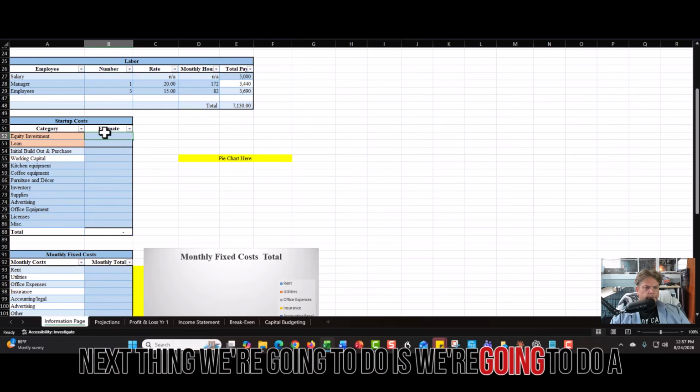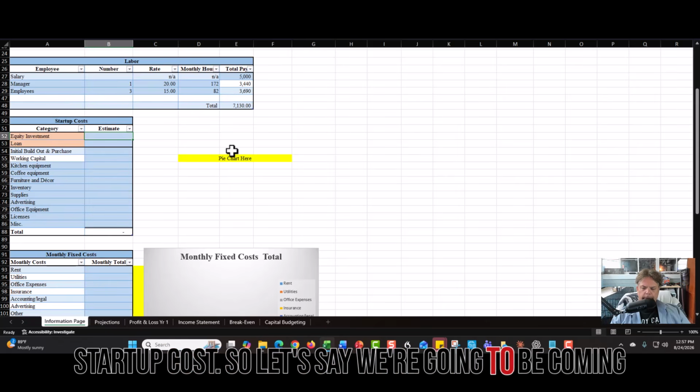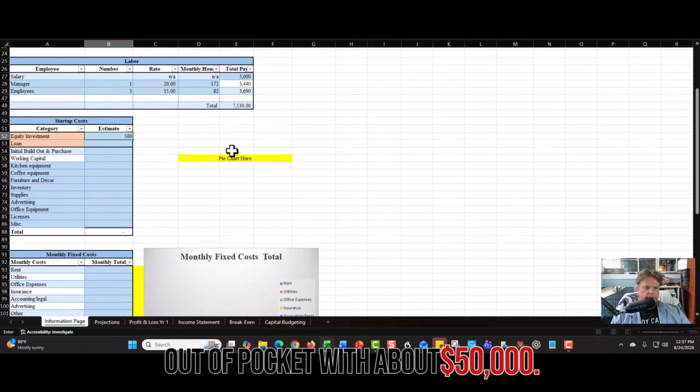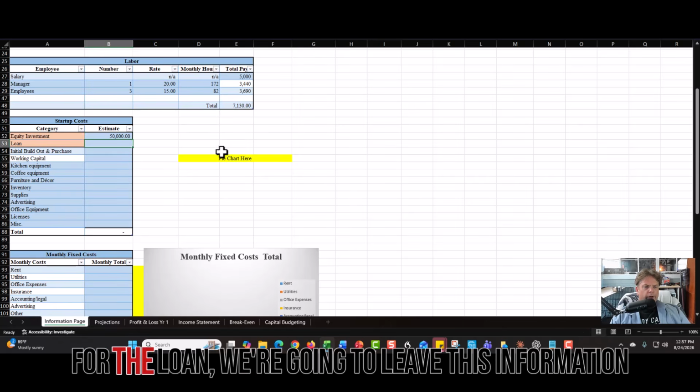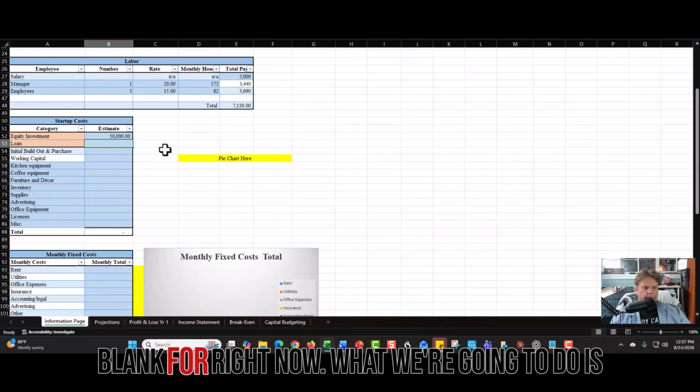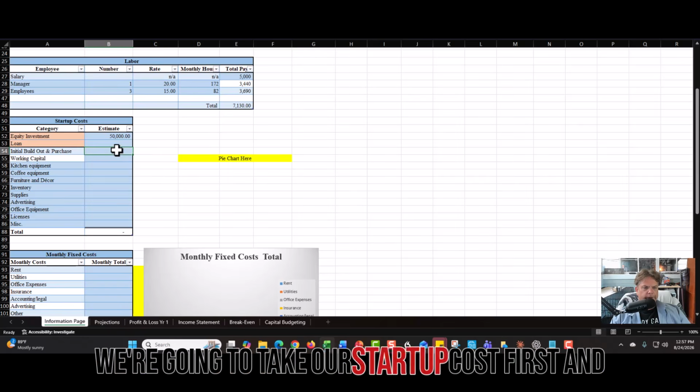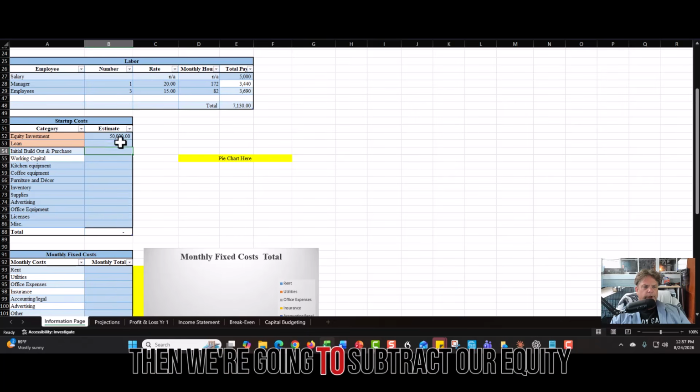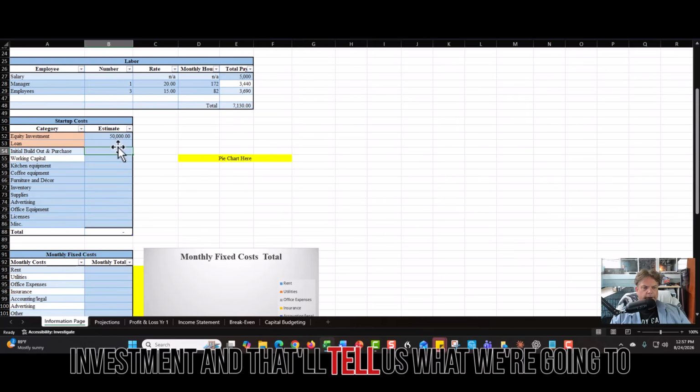Next thing we're going to do is our startup costs. Let's say we're going to be coming out of pocket with about $50,000. For the loan, we're going to leave this information blank for right now. We're going to figure out our startup costs first, and then subtract our equity investment, and that'll tell us what our loan is.